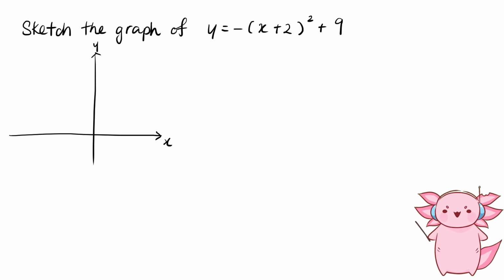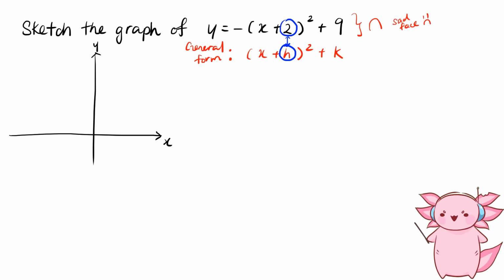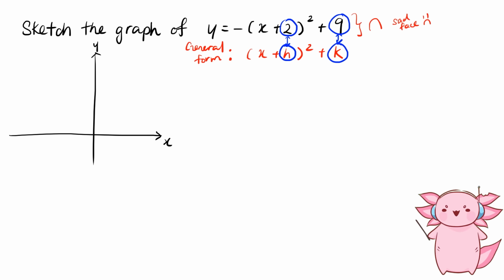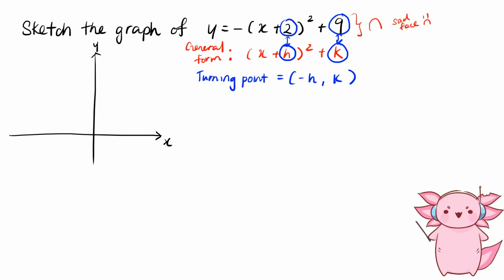In order to sketch this graph, we know that it's a sad face just by looking at the coefficient of x squared. The next step is to obtain the turning point. So let's compare it to this general form over here, and you can see that the h value is 2, the k value is 9. Now the magic formula for the turning point is negative h, k. So the turning point is negative 2, 9, and let's plot this on the graph here.